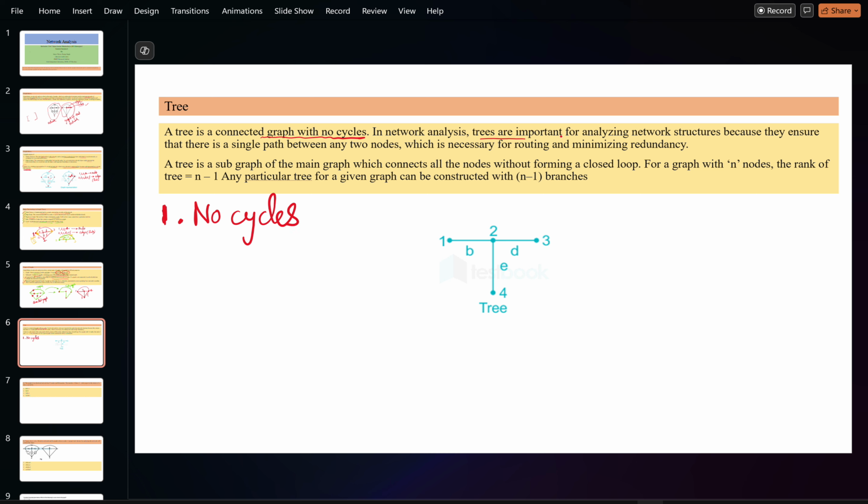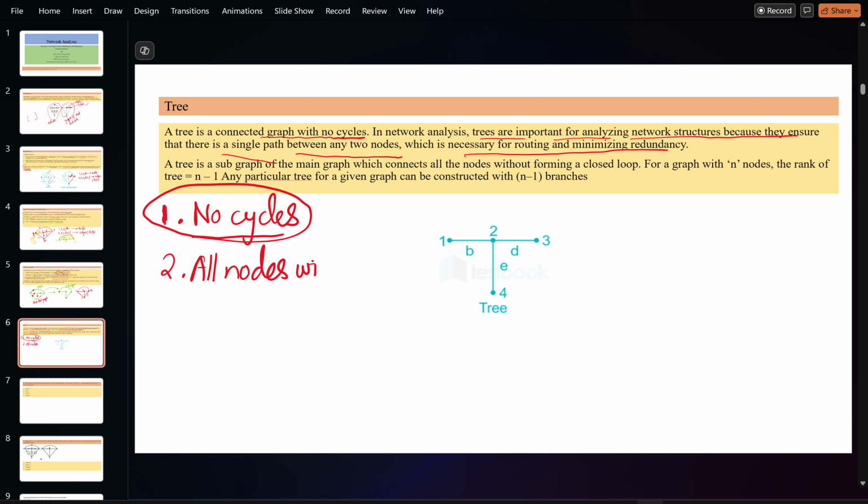In network analysis, a tree is important for analyzing the network structure because it ensures that there is a single path between any two nodes, which is necessary for routing and minimizing redundancy. The most important part is that there are no cycles. But the second point is that all nodes will be part of the tree. Getting my point? There will be no cyclic formation, but each node in the graph will be part of the tree.